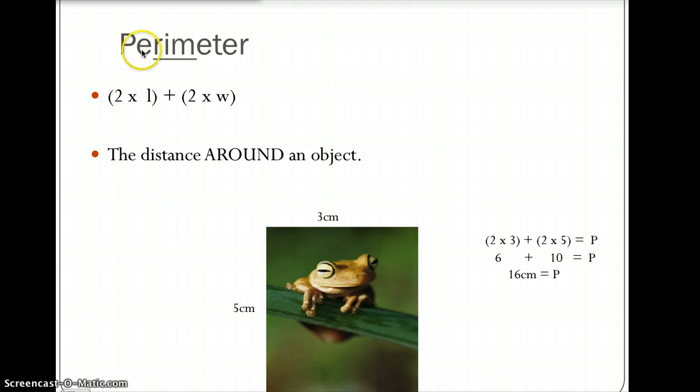All right, the first one we're going to do is perimeter. Remember, it's like the rim, because it's the distance around an object. So it's the outside distance around the object, and it's found by using the formula 2 times your length plus 2 times your width.